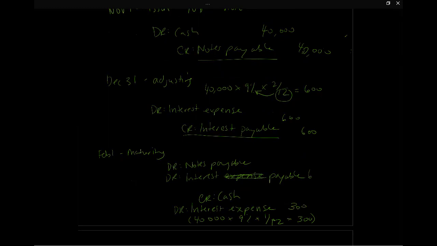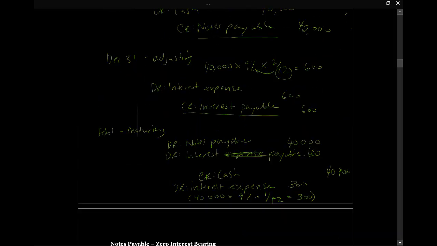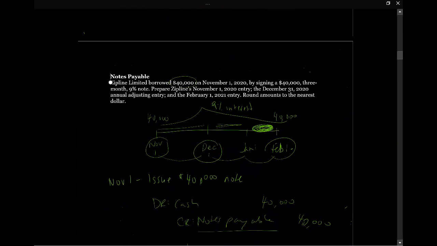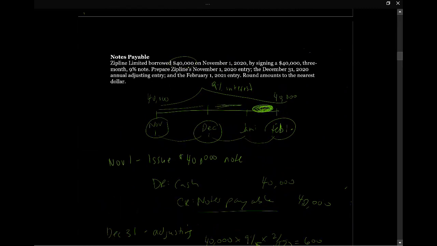We're clearing out our interest payable of $600. We've got notes payable of $40,000. So the cash that we're going to need to remit is the sum of the $40,000 plus the $300 and the $600, so we've got $40,900. And that concludes all the entries that need to be recorded for Zipline's notes payable. We'll take a look at another video related to notes payable in the next section.